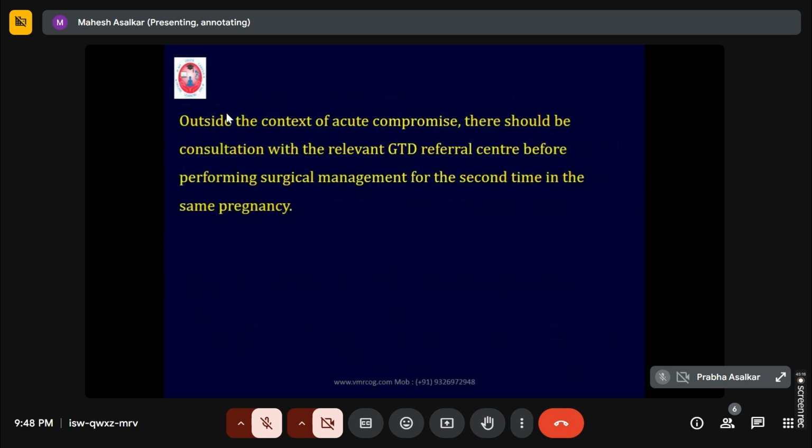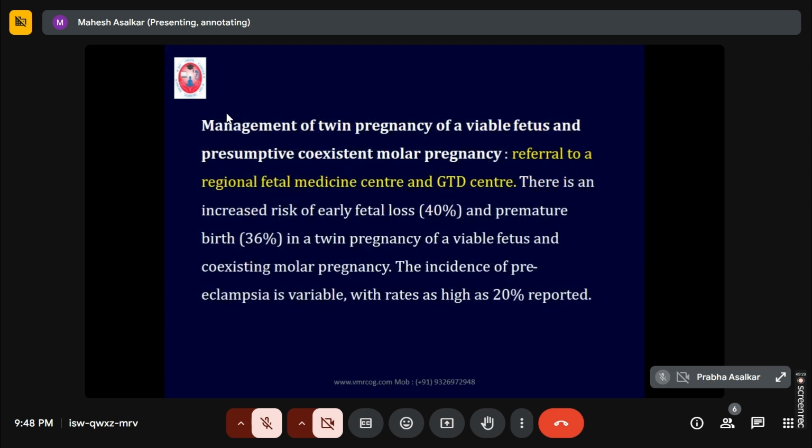Outside the context of acute compromise, there should be consultation with the relevant GTD referral center before performing surgical management for the second time in the same pregnancy. This also we have seen in the executive summary. Okay. Management of a twin pregnancy of a viable fetus and presumptive coexisting molar pregnancy. You have to refer these patients to fetal medicine and GTD center.